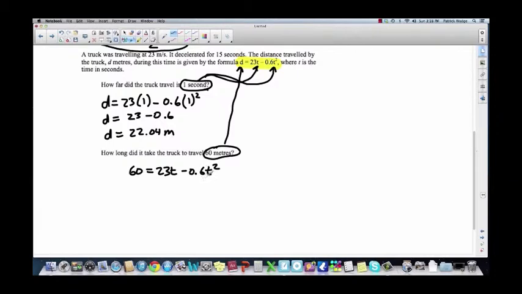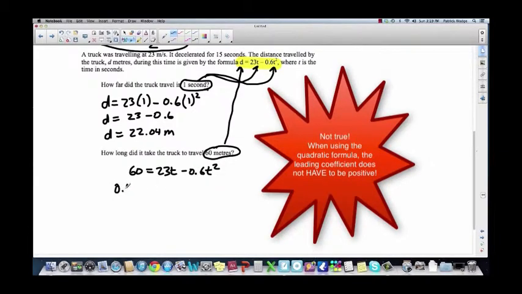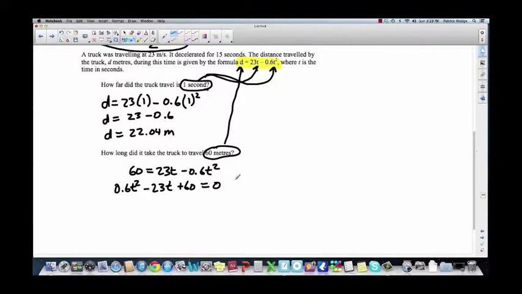But you can still use the same sort of methods. You could try factoring it. You could try completing the square, but once again, you'll probably use the quadratic formula. So let's make it in proper form. We have to have the leading coefficient positive, so we'll move it over. We get 0.6t squared, then move the 23t over, minus 23t plus 60 equals 0.